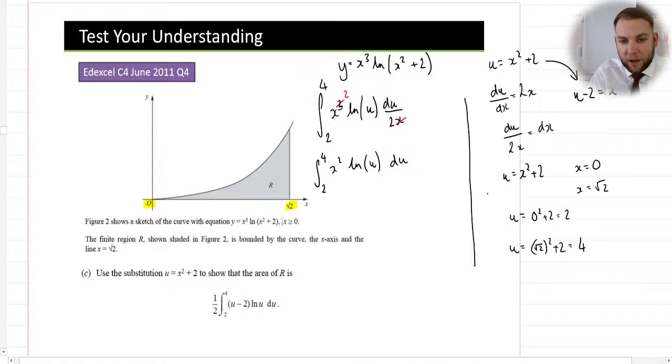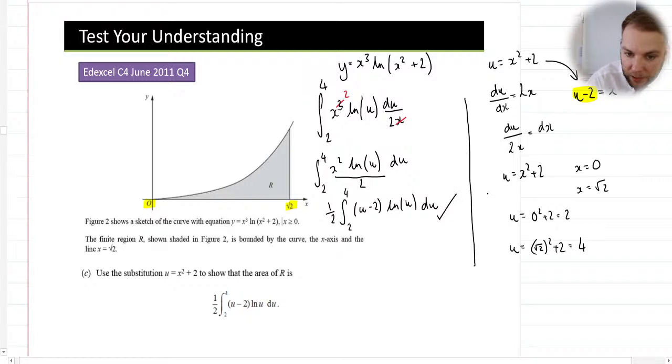Now notice this is what I said before. Because those x's cancel, this is all over 2. Take that half out, can't I? Because those x's cancel, I'm just left with x squared, and that's what my replacement there was, wasn't it? So this is going to be equal to, let's take that half out, a half integral between 2 and 4 of x squared, which is u minus 2, ln of u du. There we go. And that's what they're looking for.